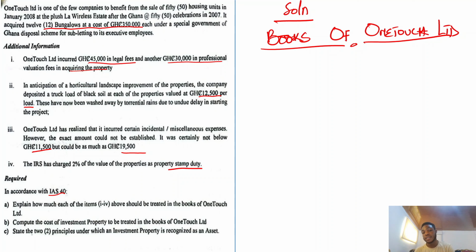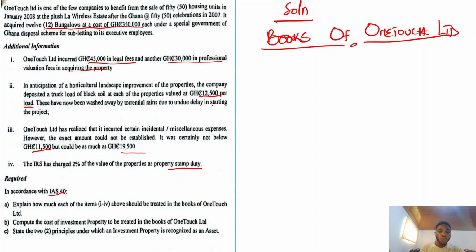Some of the excluded costs include startup costs, operating losses, and abnormal waste. If you incur any form of operating loss before the asset is ready for its intended use, then we cannot add that amount as cost of the asset. This startup cost you are talking about was not necessary in bringing the asset to the state in which management are satisfied, so you cannot add it as part of the cost of an asset. Abnormal loss, we also established the basis in our previous video.